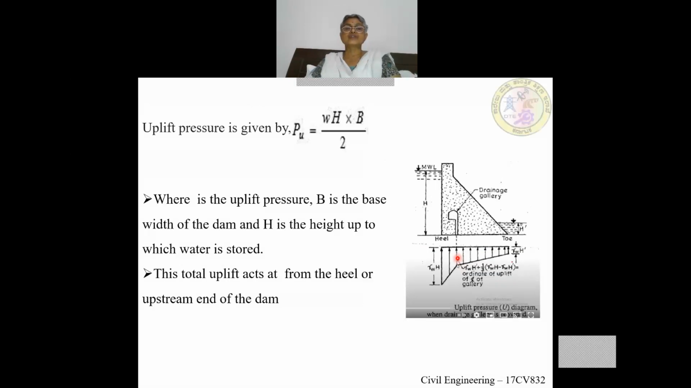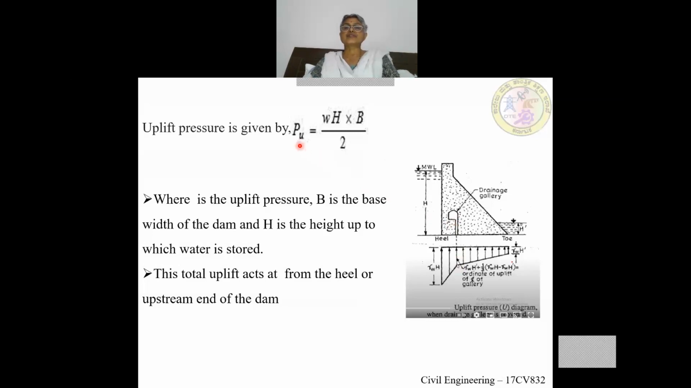There are different ways of reducing the uplift pressure, by providing drainage galleries like this. If a drainage gallery is provided like this, the water which enters into the pores and cracks of the dam body will get collected in this drainage and it will be drained out. It will not seep through the body of the dam, causing a hydraulic gradient, which in turn causes uplift pressure. You can see that the uplift pressure has reduced here because of the presence of the drainage gallery.